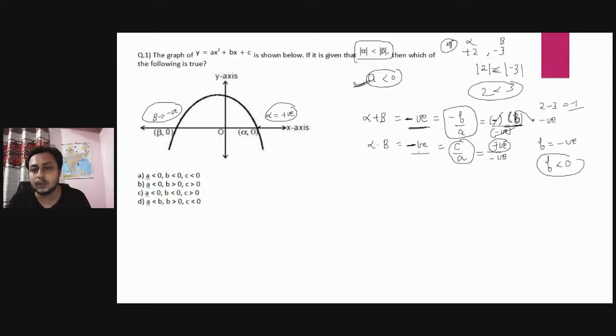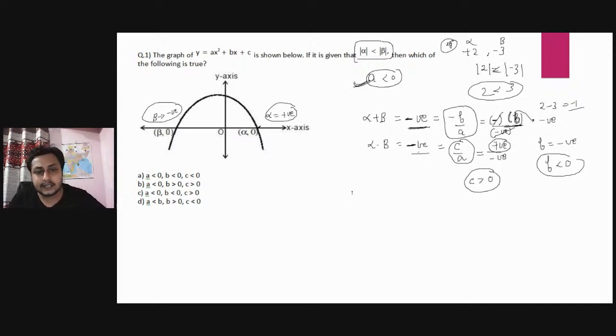If c were negative, negative upon negative would come out to be positive, right? So c should be positive, because positive upon negative gives you a negative number. So c should be positive, c greater than 0. Got it, guys? c greater than 0.